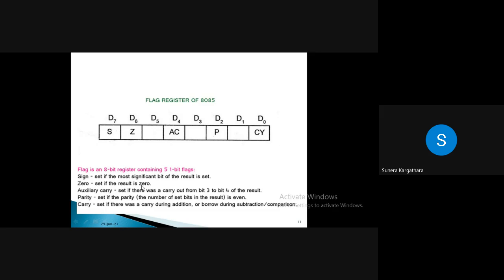Suppose you are subtracting two numbers, 25 minus 25, so your answer will be 0. So at that time your zero flag will be set to 1, otherwise it will remain 0. Is it clear, student? D6 bit?